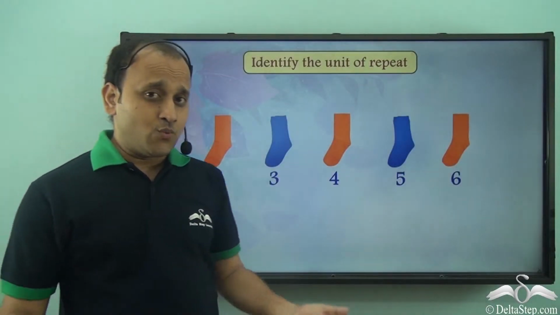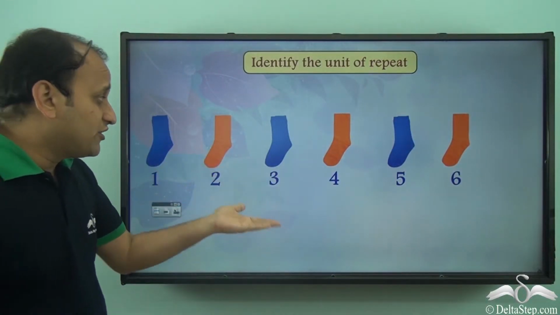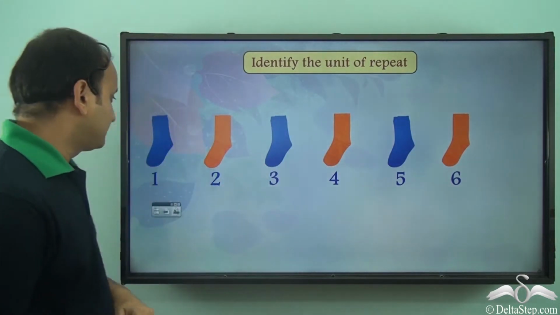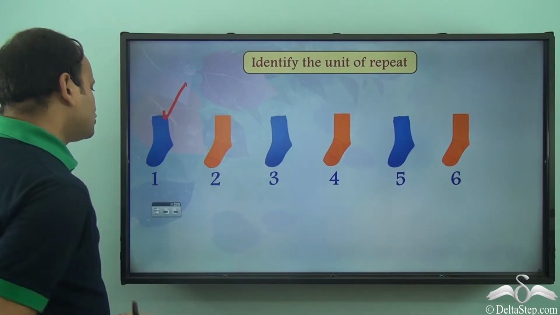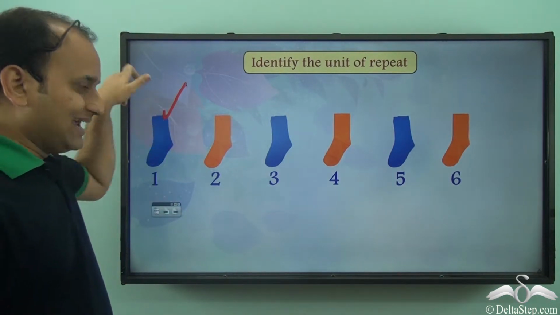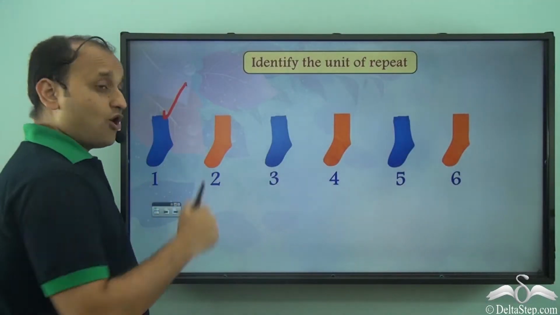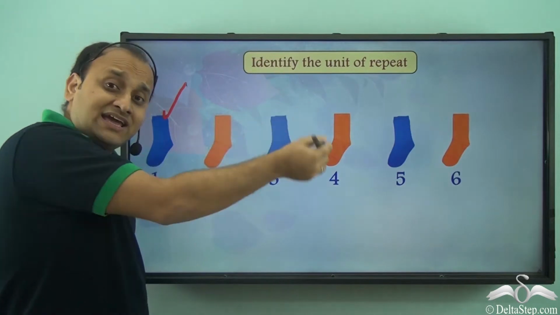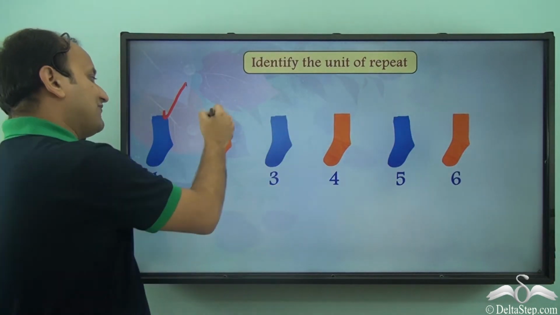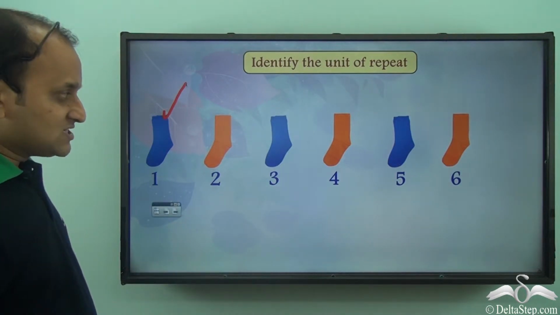So now you know what exactly is unit of repeat. So can you identify the unit of repeat in this case? Is it the blue sock? Is it repeating again and again? Not really. After blue you have an orange sock. Now is orange repeating again and again? Not really. After orange you have a blue sock. So what exactly is repeating in this pattern?